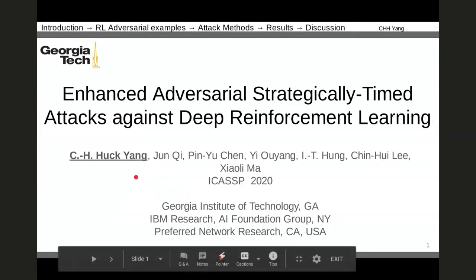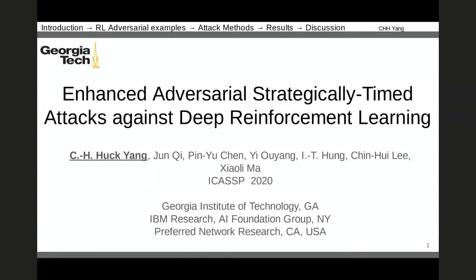This is a joint work from Georgia Tech, from me and Junqi, Dr. Pingyu Chen from IBM Research, Dr. E.O. Yang from Preferred Network America, Chao-Han from Columbia University, Professor Qinghua Li, and Professor Xiaoli Ma from Georgia Institute of Technology.